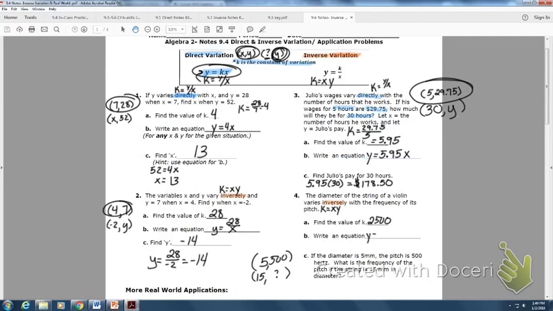It is an inverse variation, so it is going to be y equals the k value divided by x. And then to find the pitch whenever the string has a diameter of 15 millimeters, I will just do 2500 over 15. And that tells me that it would be 166.67 hertz.